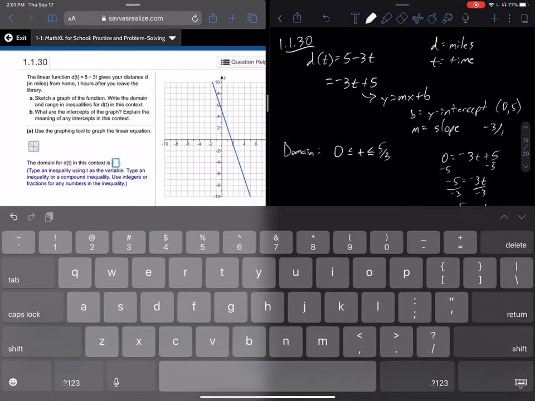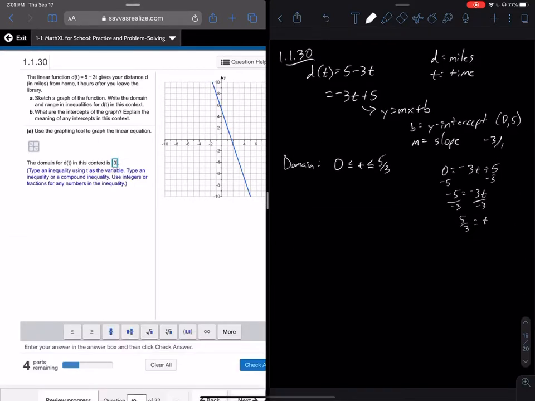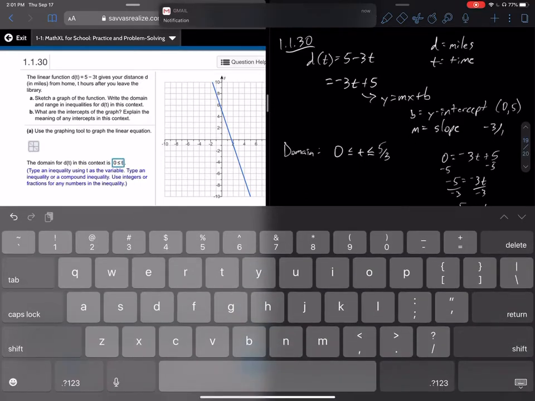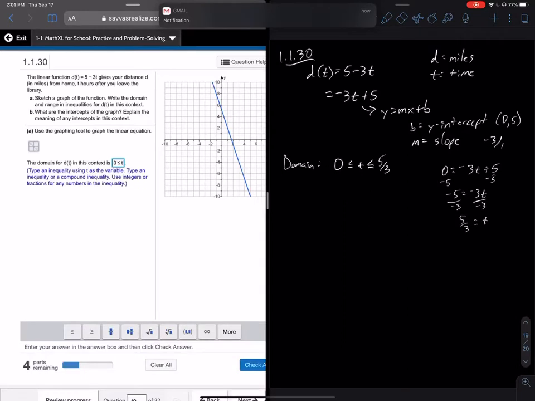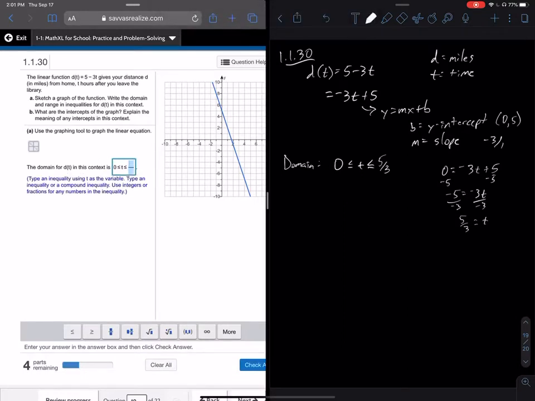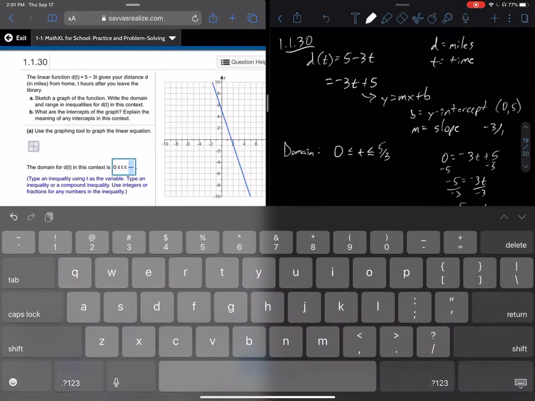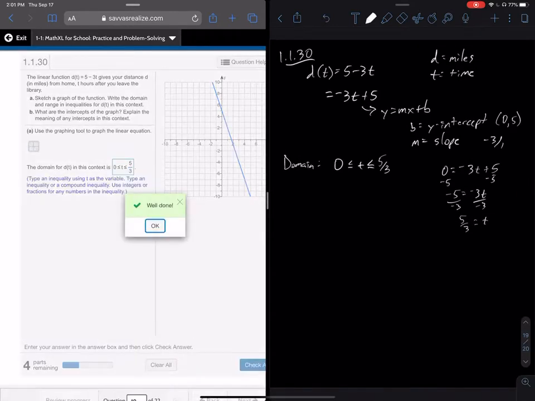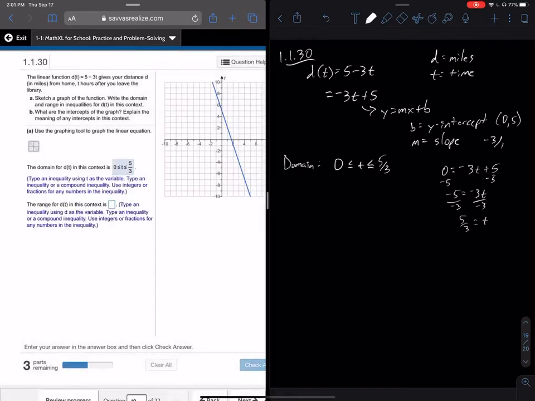So I'm going to look at 0 is less than or equal to t, which is less than or equal to. I'm going to write this as a fraction, and this fraction is going to be 5 over 3. Right, so we'll check that. Good. And now they want to know the range.